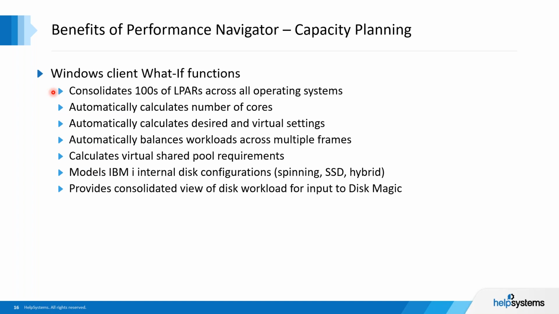How do I configure those cores in terms of PowerVM, desired and virtual? How do I balance workloads across multiple frames if I have those? Do I need virtual shared pools? How do I do internal disk, or is it spinning or SSD? So again, there's a lot of moving parts, as we talked about at the beginning, and that what-if function is what is going to give us the answer to those questions.